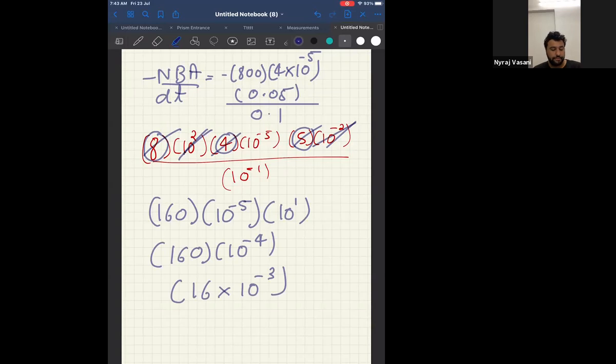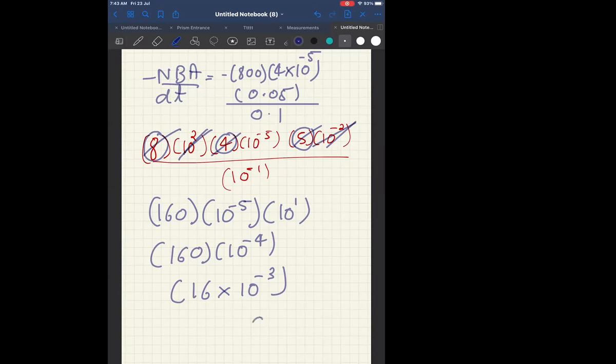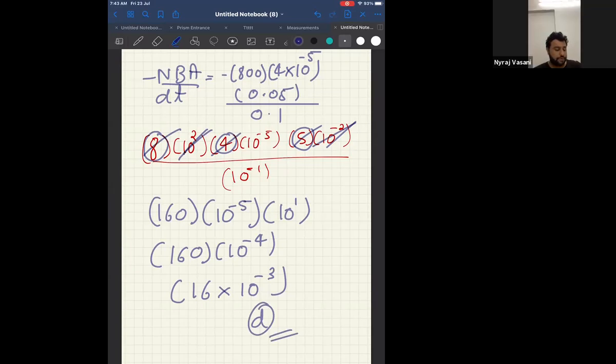Now, look at the options. Tell me, which option directly matches our answer of 16 into 10 power minus 3? D. Understood? How did you get this answer? Same formula we have used for question number 4 and 5. Same question logic.